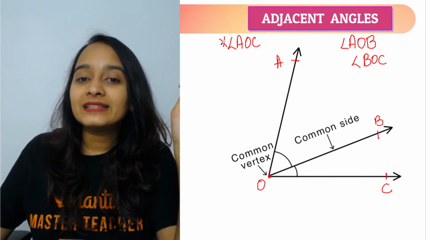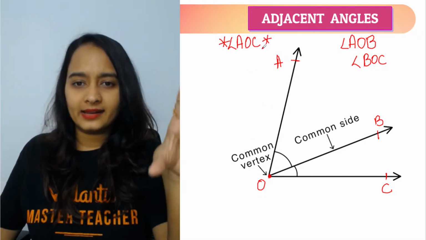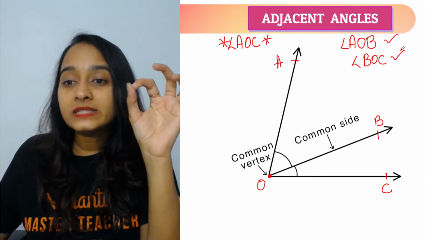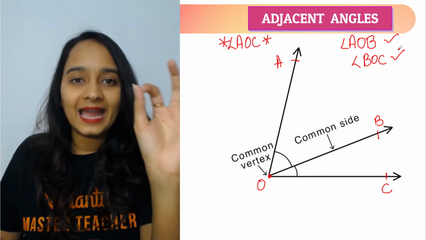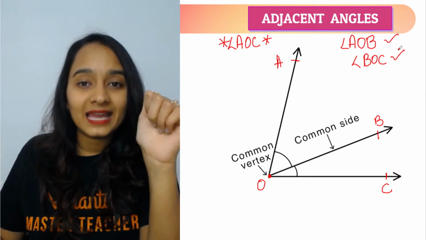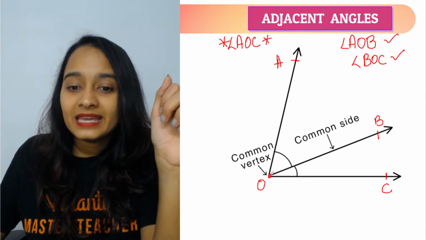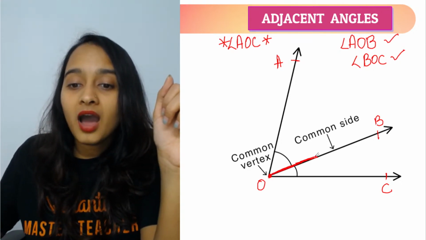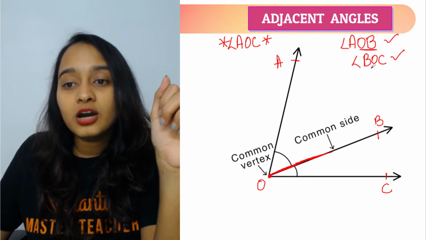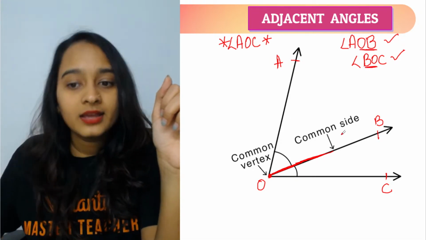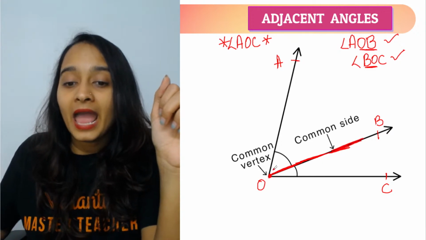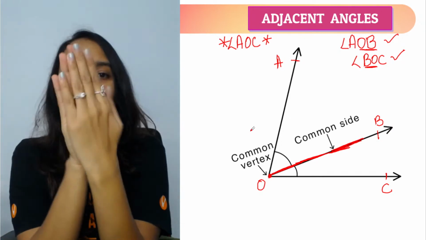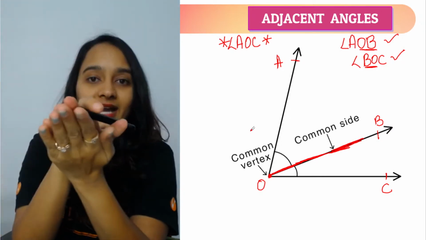Now why did I write this separately? Because this is the entire angle. Okay. Now AOB and BOC are adjacent angles. Why are they adjacent? Because they have a common vertex. They have a common arm, which is OB. OB is here. OB is also here. So they have a common arm. And the two angles are not overlapping each other. They are not one above the other.